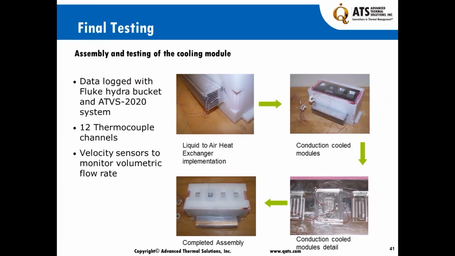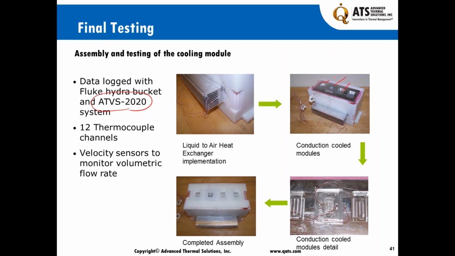So the final testing: this was actually put into production and delivered to our client. Data logged with Fluke Hydra and ATVS 2020. ATVS 2020, as John mentioned, is a hot wire anemometer that measures air velocity and temperature. You saw the sensors earlier on. 12 thermocouples were used to measure different temperatures on the system that were critical.